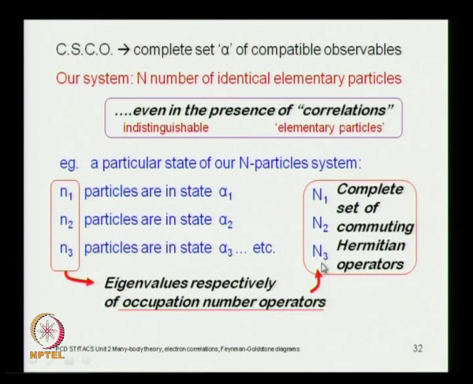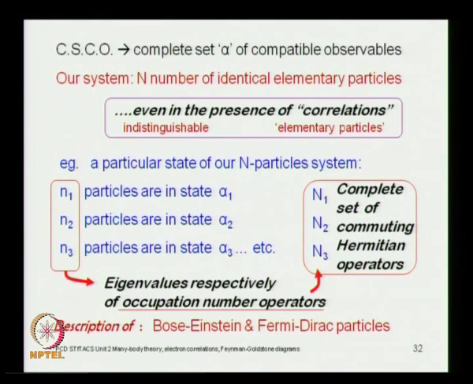These are number operators. So this number n1 is an eigenvalue of a number operator which is capital N1. Okay. n2 is an eigenvalue of uppercase N2 which is a Hermitian operator. This is the number operator. These are called occupation number operators, and this description is common to both the fermions and the bosons.